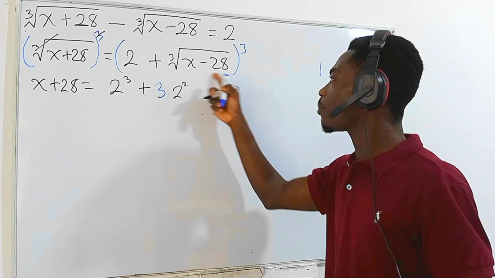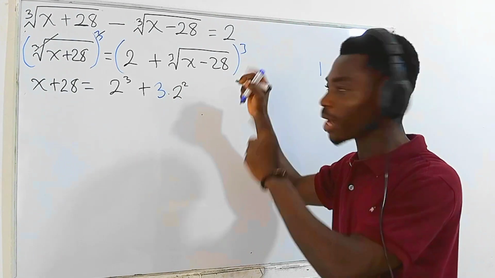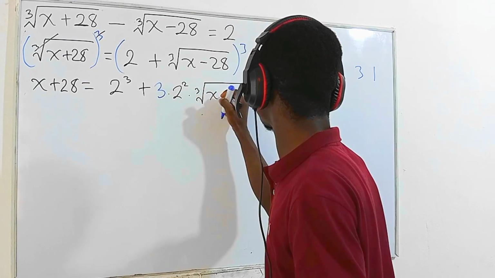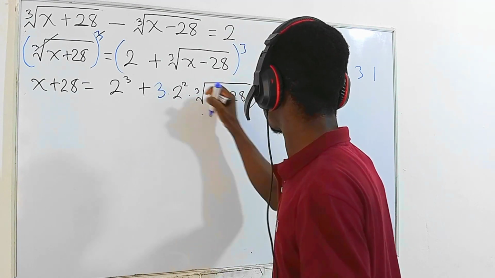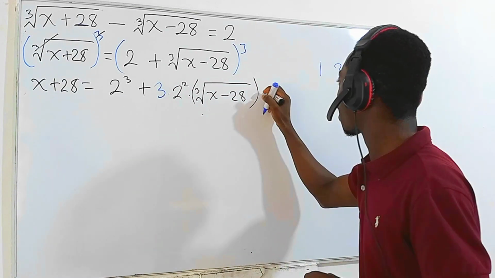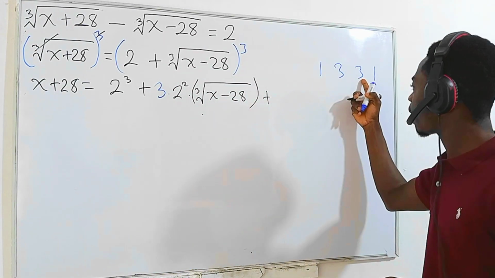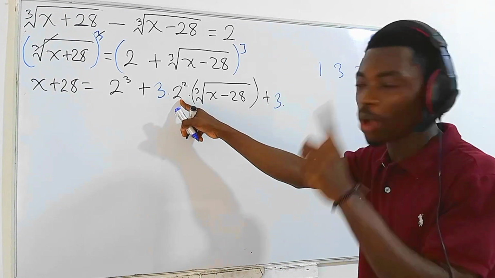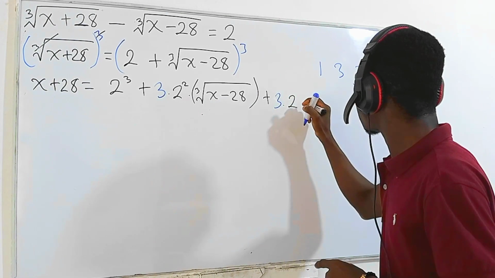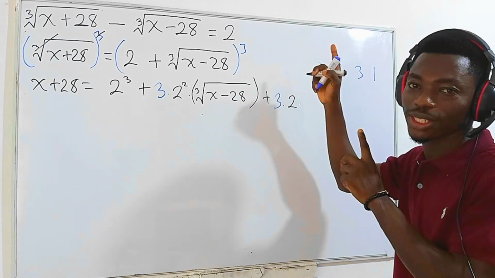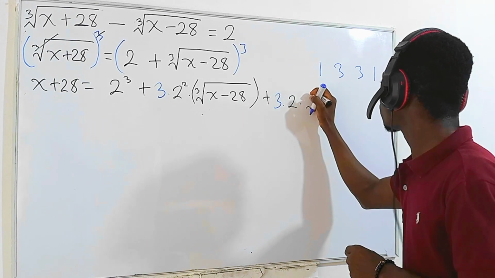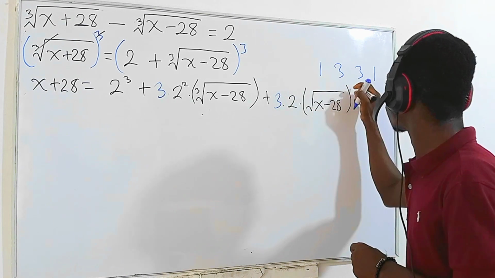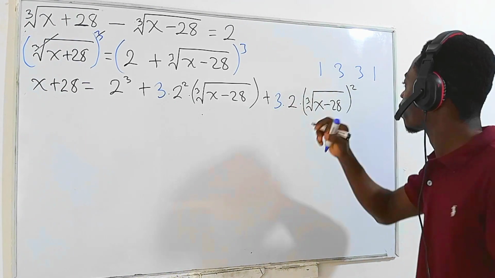And this time, this term right here will increase the power by 1. So we are going to have times cube root of x minus 28 like this. Then plus the next coefficient is 3, so I will just put it there. Then times the 2 to the second power will reduce the power by 1, which will automatically be 2. Then times, this time the whole of this will also increase the power by 1, which will be cube root of x minus 28 raised to the power 2, then cube root like that.